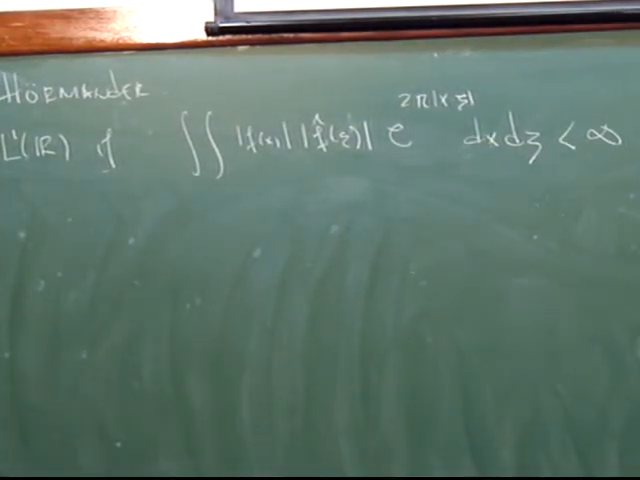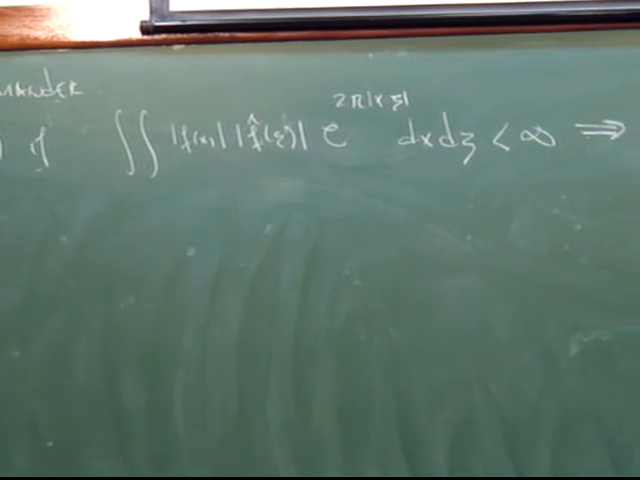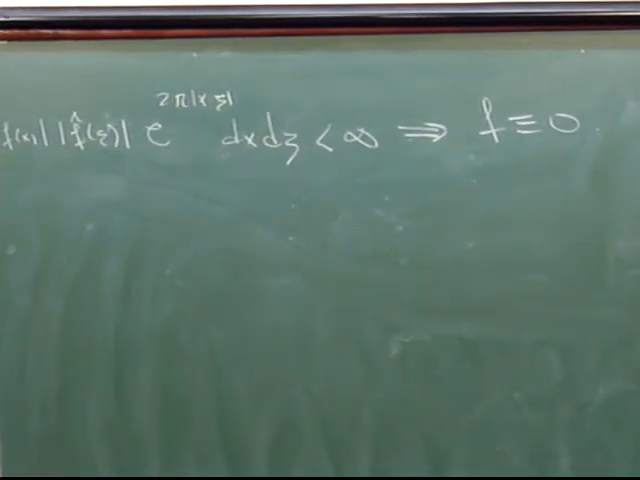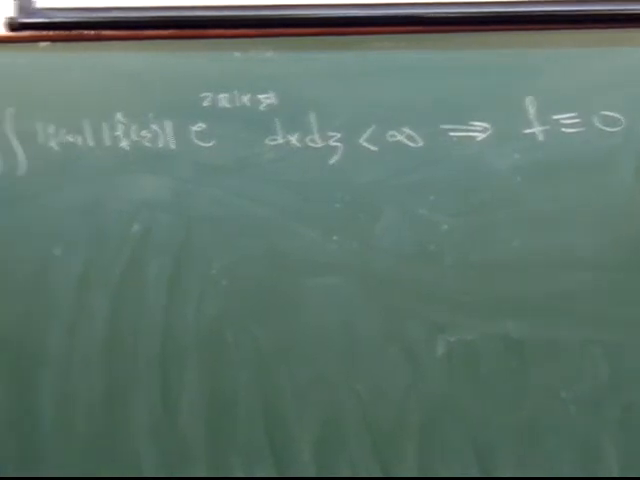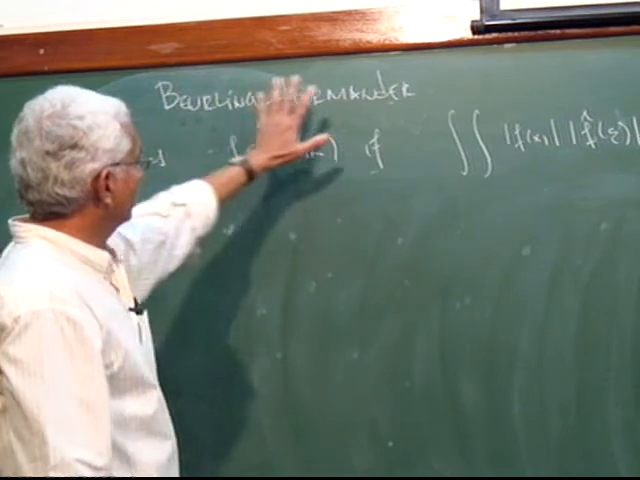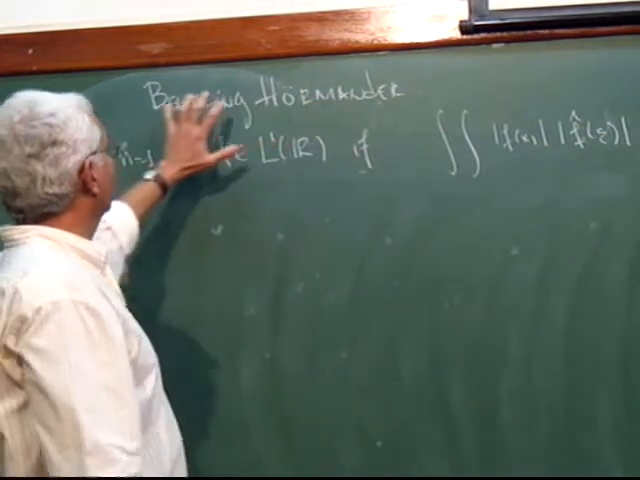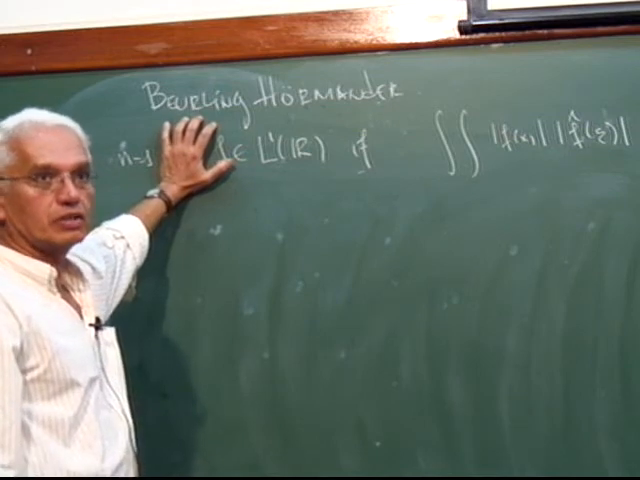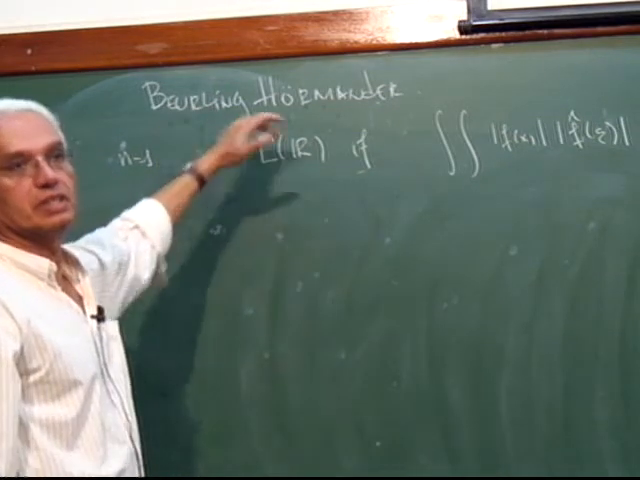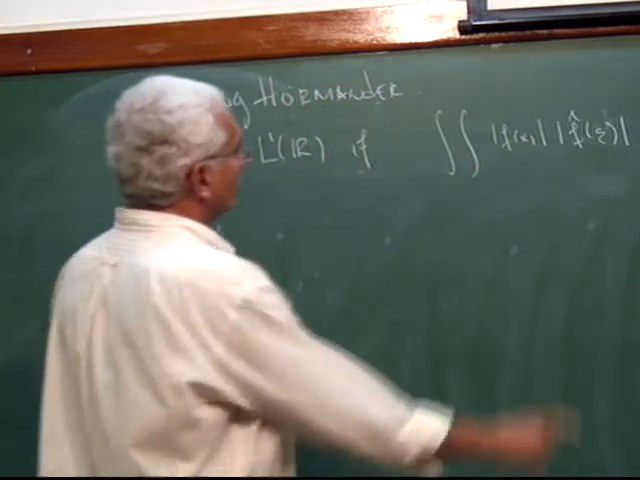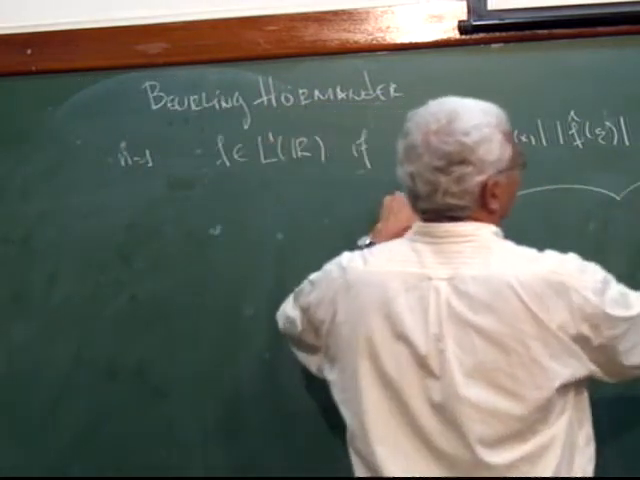Okay, this is Hormander, or Beurling. Hormander wrote the paper that he found after Beurling died. They talk about this proof. Beurling never published it, and then Hormander published it.